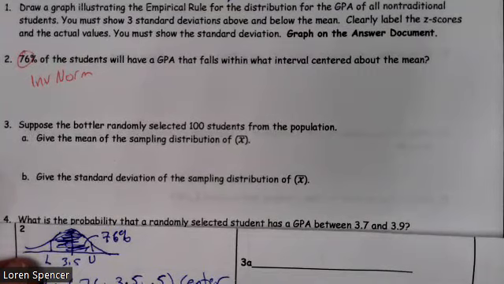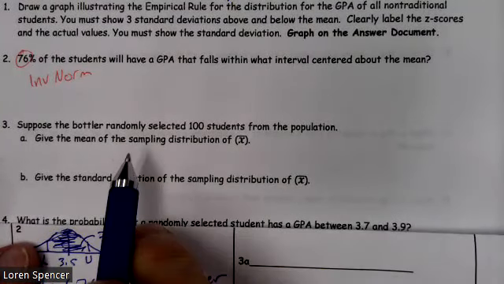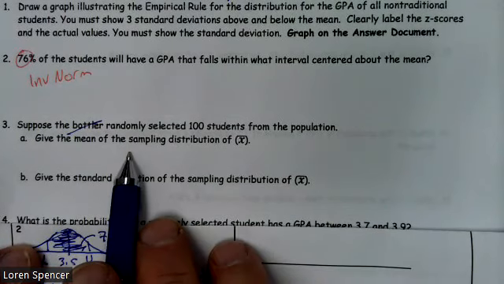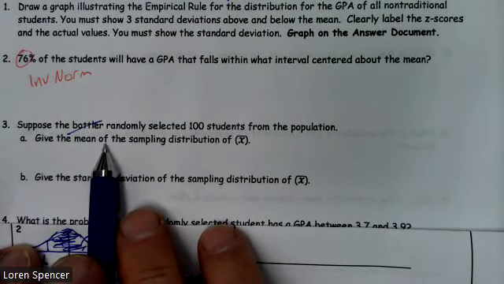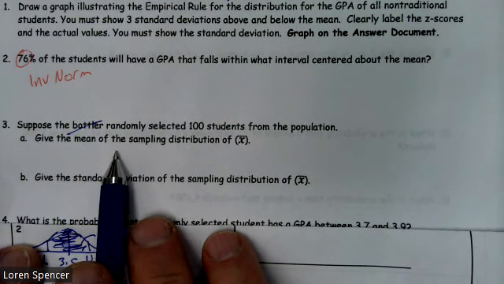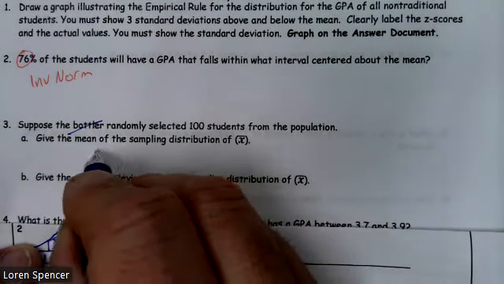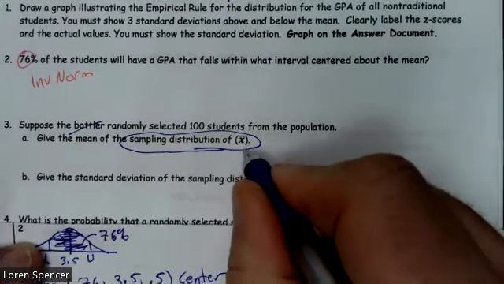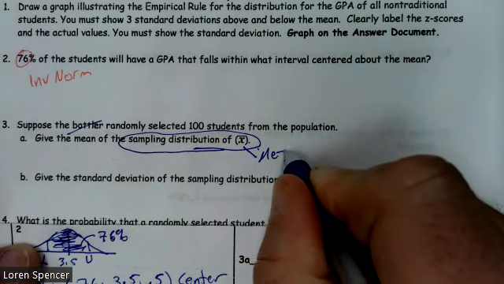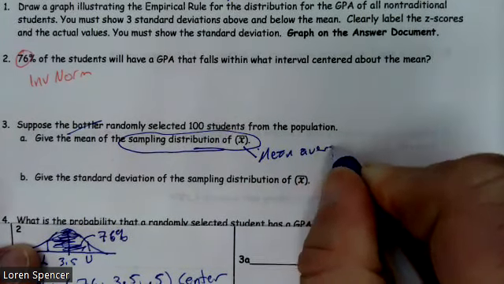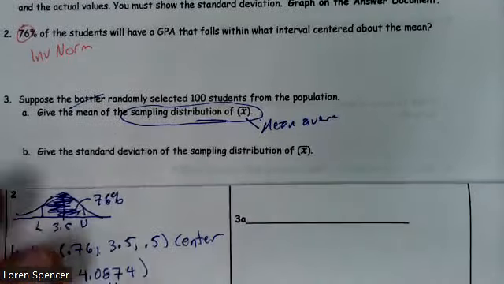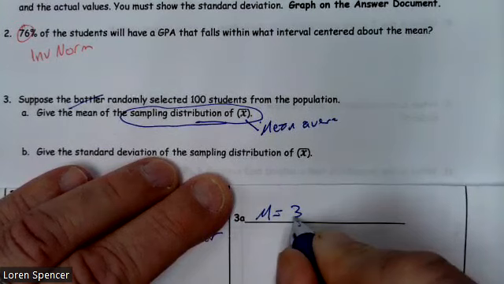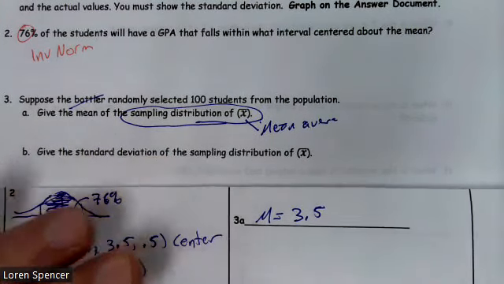Number 3, suppose that 100 randomly selected students from the population. All right, so we've randomly selected 100 students. Give the mean of the sampling distribution of X bar. So they want the mean of the X bar, and they say sampling distribution, and this either needs to say X bar, mean, or average. In this case, it says the average. Well, the mean is the mean is the mean, so that's easy. The mean is just going to be 3.5. That's our GPA average.